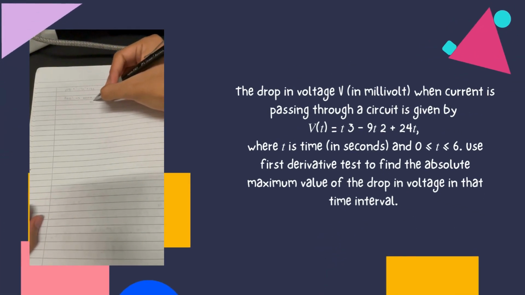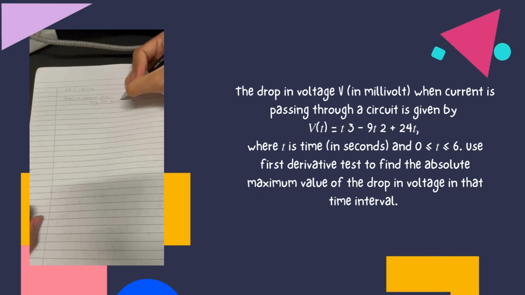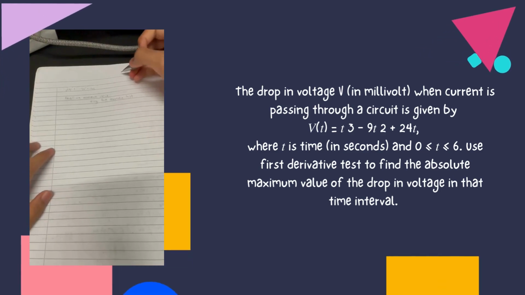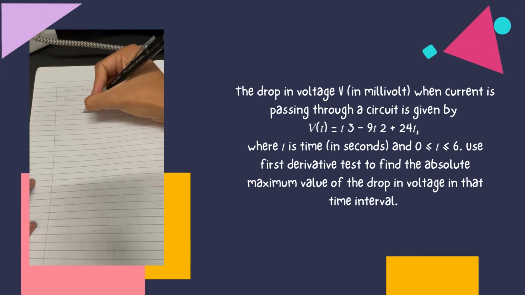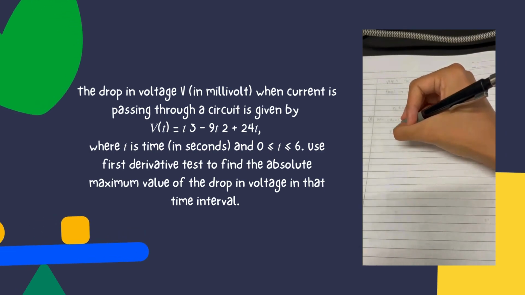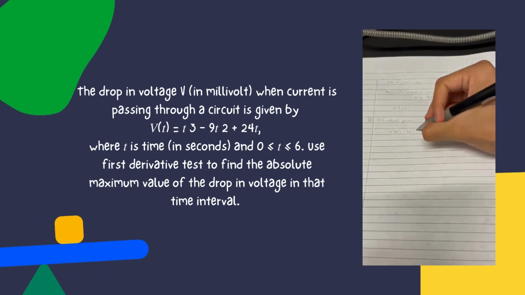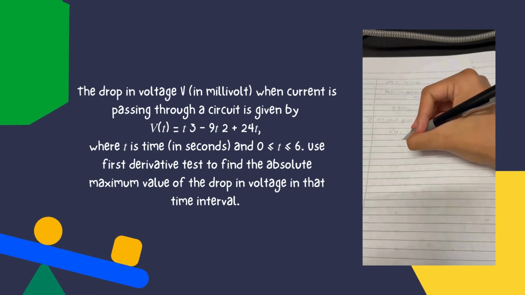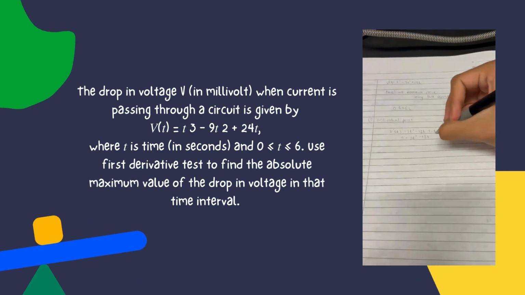For question 3, we need to find the maximum value using the first derivative test. It is given that 0 is the lowest value of t and 6 is the highest value. The first step of the first derivative test is to find the critical point. To find the critical point, we start by differentiating the given equation. After differentiating, we let V'(t) equal 0 in order to factorize the quadratic and get the critical point.